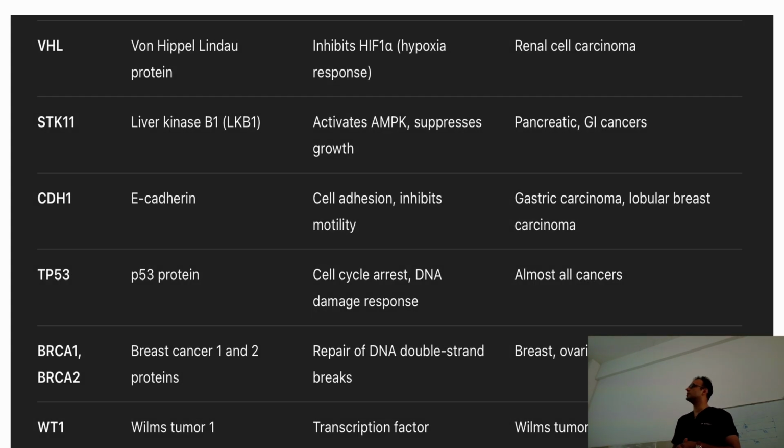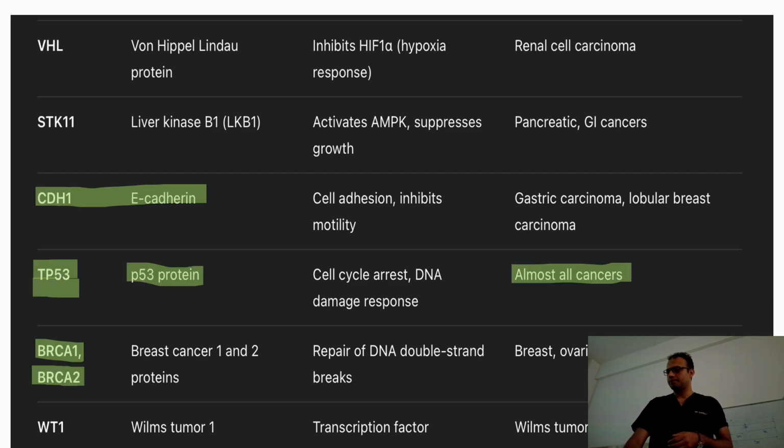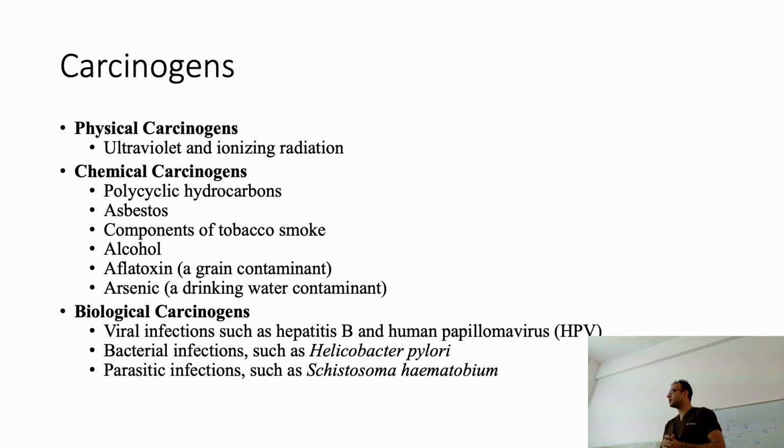The most important one is the TP53 gene, which encodes the P53 protein and helps in cell cycle arrest, associated with almost all types of solid tumors. It is also associated with the syndrome known as Li-Fraumeni syndrome, which portrays many kinds of solid tumors. So these are some of the tumor suppressor genes. CDH1 is also very important. The highlighted genes: CDH1 associated with gastric carcinoma, and BRCA1, BRCA2 associated with breast cancer. These are important tumor suppressor genes.